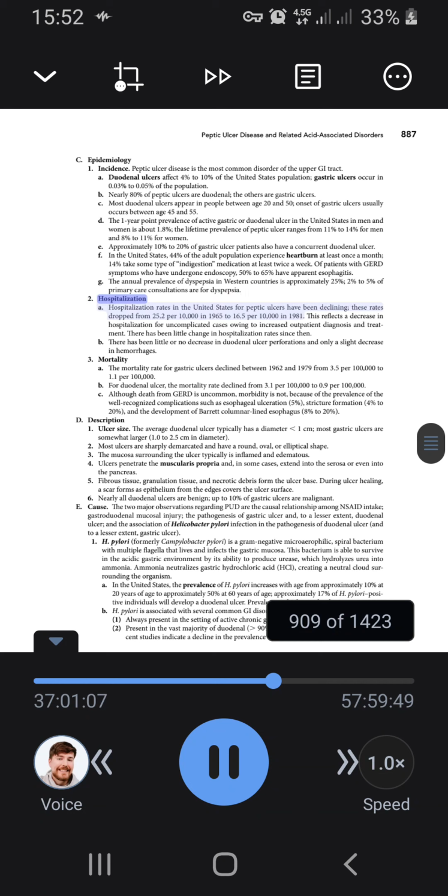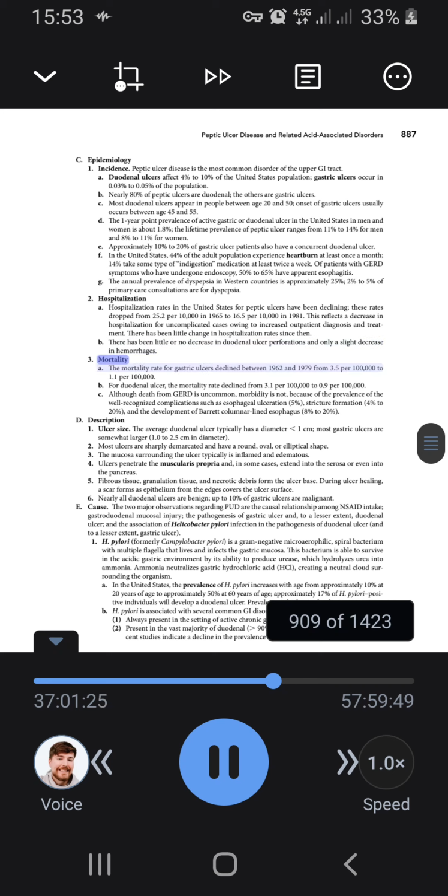2. Hospitalization. A. Hospitalization rates in the United States for peptic ulcers have been declining. These rates dropped from 25.2 per 10,000 in 1965 to 16.5 per 10,000 in 1981. This reflects a decrease in hospitalization for uncomplicated cases owing to increased outpatient diagnosis and treatment. There has been little change in hospitalization rates since then. B. There has been little or no decrease in duodenal ulcer perforations, and only a slight decrease in hemorrhages.